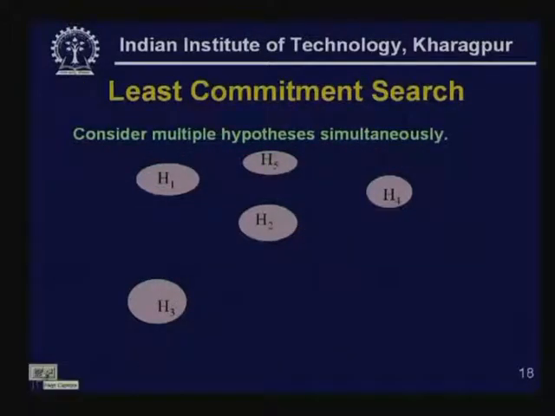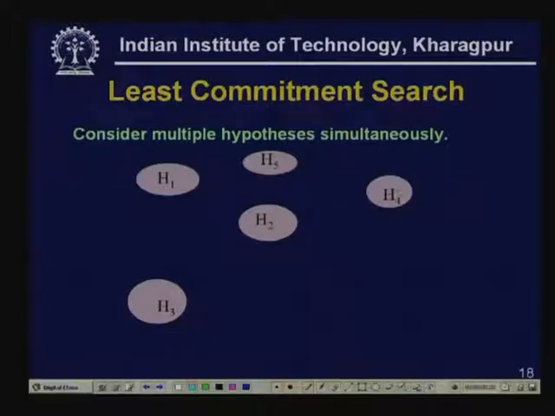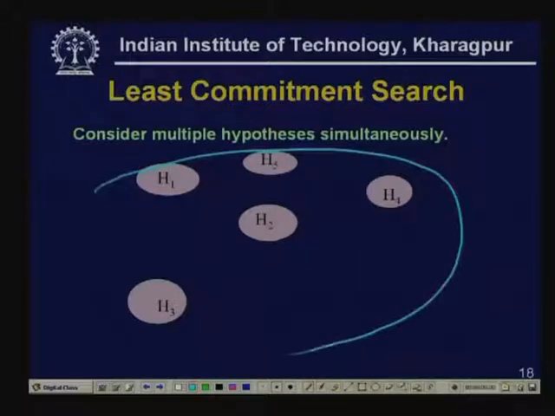The other type of search which has been advocated for theoretical learning algorithms is least commitment search. Least commitment search considers multiple hypotheses at a time. It maintains a set of possible hypotheses, and as it gets more training examples, it tries to restrict this set of hypotheses or maybe add some more.